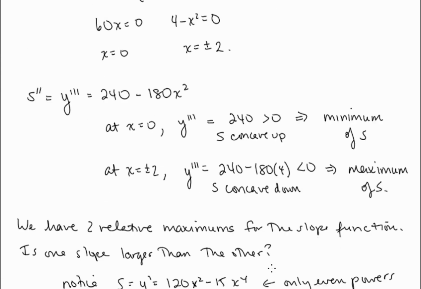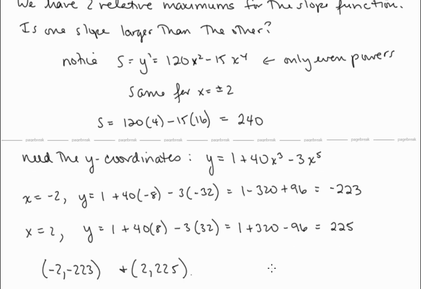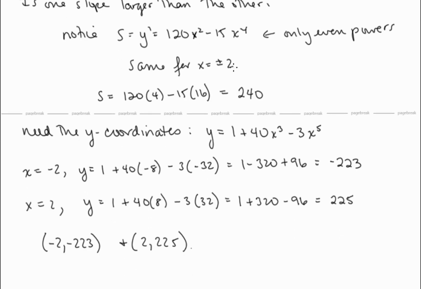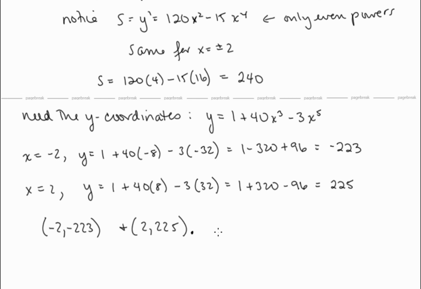We need to find the y coordinates as well. So we plug x equal to positive and negative 2 into the original function y and get the corresponding y coordinates. So when x is equal to negative 2, we get a y value of negative 223, and when x is equal to positive 2, we get a y value of 225. So these are the points at which there is a maximum slope. So to solve any optimization problem, you just want to follow the guidelines above. And this concludes our lesson on optimization.